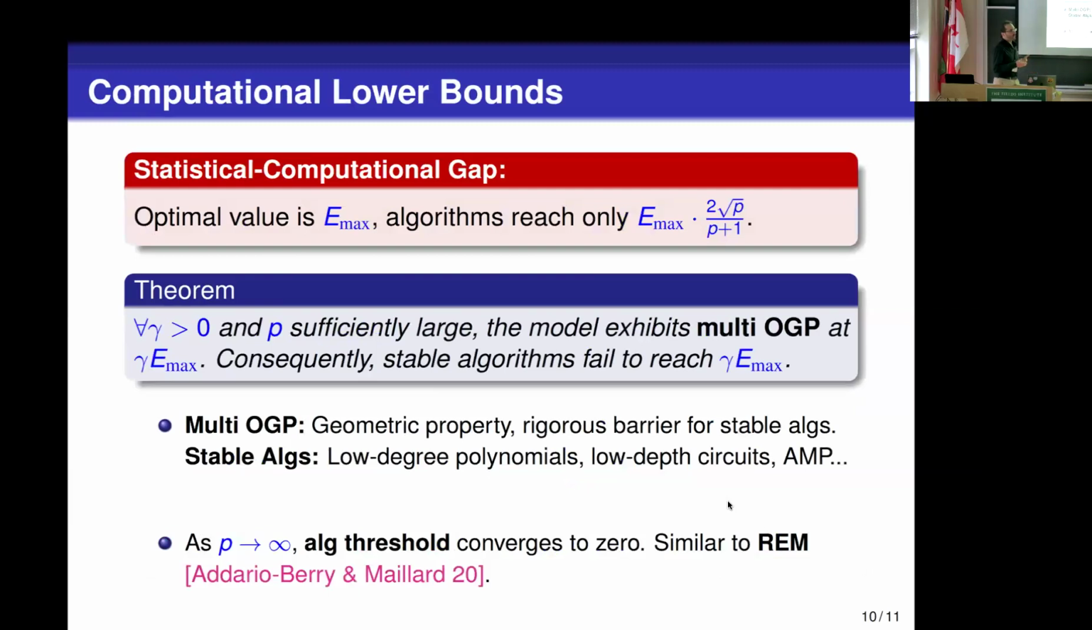So this model now has a computational gap. The optimal value is Emax, whereas the algorithms only get 2 root p over p plus 1 times Emax. We studied this using something called multi-OGP, which I will tell you more about in the next slide, which is a geometric barrier. And we showed that for any positive gamma, there's a sufficiently large p such that the model exhibits multi-OGP at this threshold. So asymptotically, the algorithmic threshold for this model basically reaches 0. This is really analogous to the random energy model, which is the p tending to infinity limit for these spin glasses.